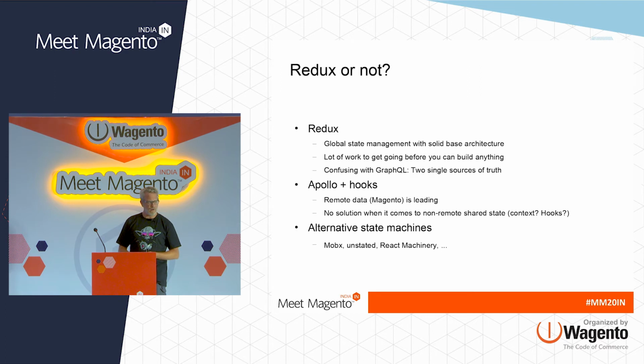There's also a thing called Apollo. There's alternative state machines. And basically there's a couple of things that you could do without Redux, and there's a couple of things that you could do with Redux. And it's just depending on what kind of application, what kind of e-commerce shop you need to build. Therefore, the problem is choice.